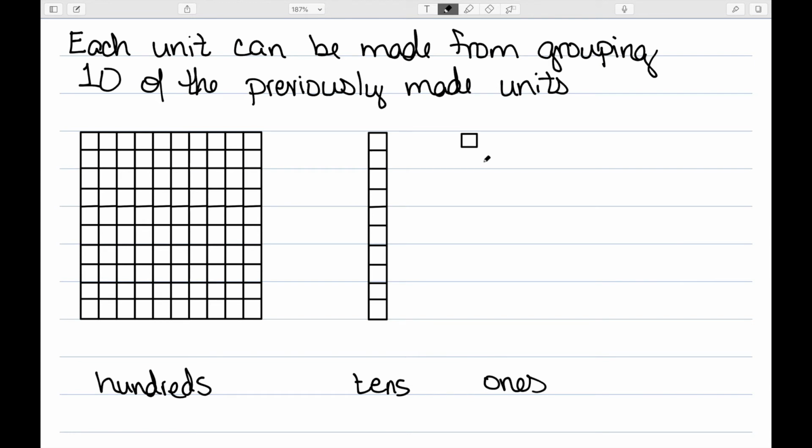Here I have my ones unit represented by 1 square. The tens unit would then be 10 of those. The hundreds unit is 10 of the tens. The thousands would be 10 of the 100 blocks, etc. And like I said, larger units are further to the left. And not only that, the value of each place in a number is 10 times the value of the place to its immediate right. So 100 is 10 times 10. 10 is 10 times 1, etc.